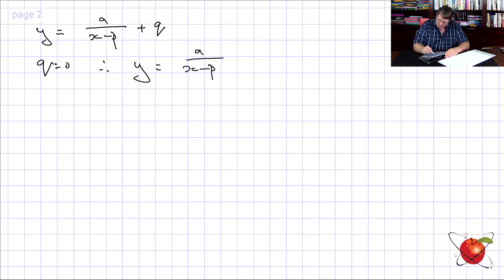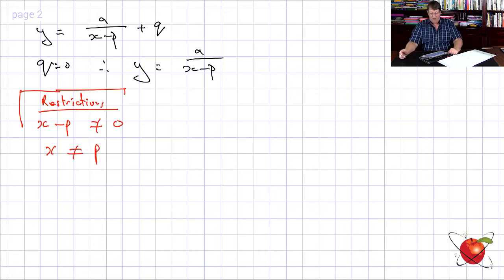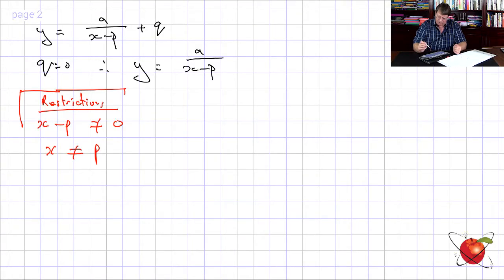Now, I'm going to put it into red. What happens? Remember, we took that down in a block, and we labeled it restrictions. Remember? And we said x minus p cannot be equal to 0. Therefore, x cannot be equal to p. Right? What does that mean? It means the value x can't be p. So what do I do? I draw it on the graph.